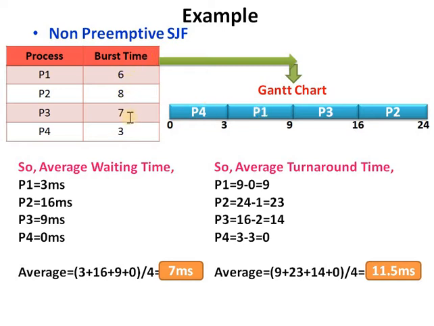Then, after that, which is the smallest process? Process P3. So, after completion of process P1, process P3 is executed with its burst time of 7, and at last the process P2 is executed with the burst time of 8. Process P2 is executed last because it has the highest burst time. So, this is the Gantt chart by using the shortest job first algorithm.